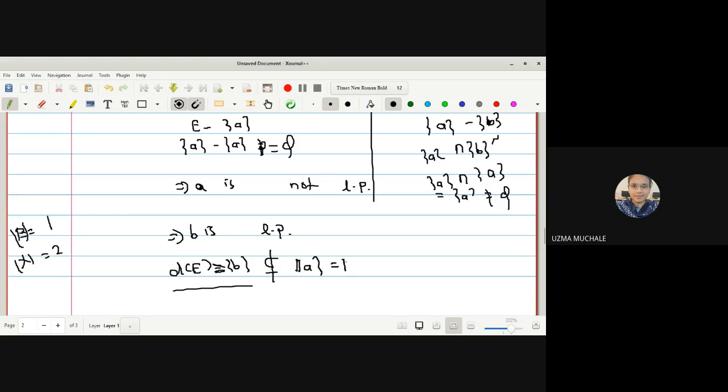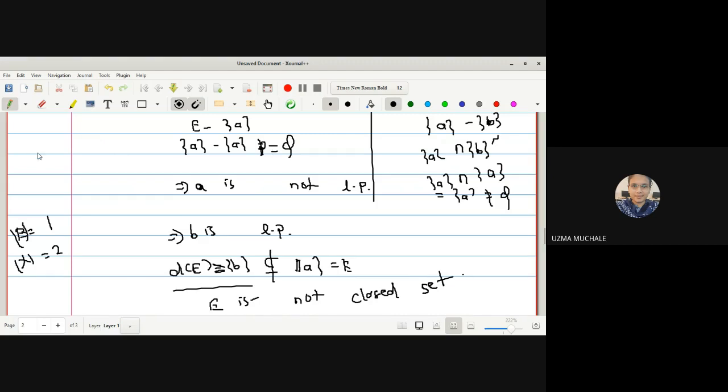Singleton A, right? So this condition doesn't agree. The derived set of E is not contained in E. Hence we can say that E is not closed. Are you getting the condition?